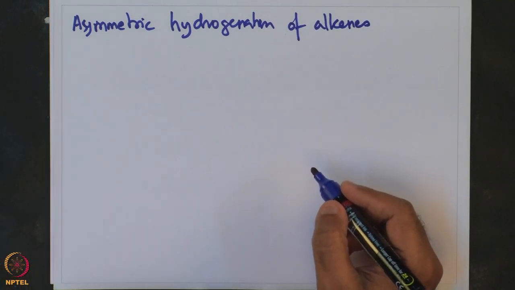Now, one of the important features of asymmetric hydrogenation of alkenes is for L2 rhodium disolvent twice cationic compounds: if some chiral ligands are put in place, then they can hydrogenate prochiral alkenes to give chiral products in high enantiomer selectivity.